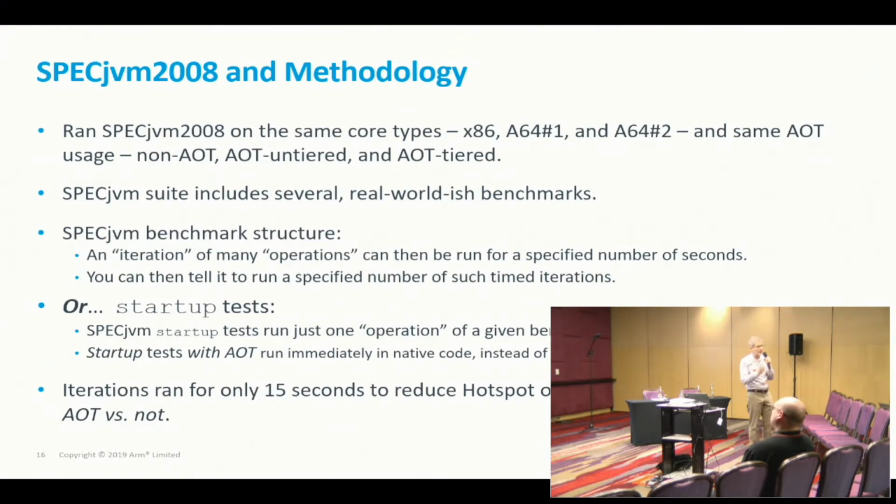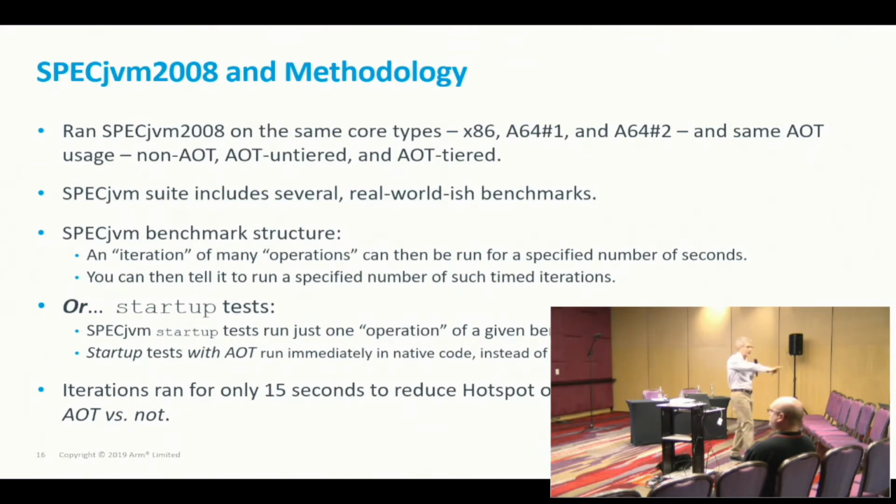Now in my case, I ran them for a fairly short period of time. Why? Well, because between AOT tiered and just non-AOT, if I ran them for a long time, then the amount of time when it's running the AOT code would be a tiny percentage, and it really wouldn't make any difference. So I wanted to run the test for a fairly short period of time in order to be able to see any difference at all between AOT tiered and non-AOT. So I ran it for only 15 seconds on the normal way of running it.